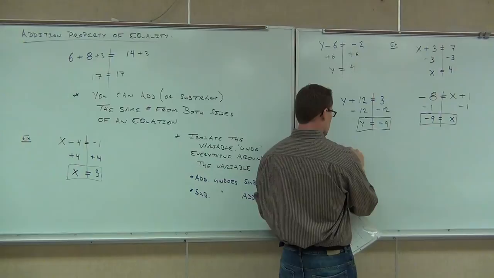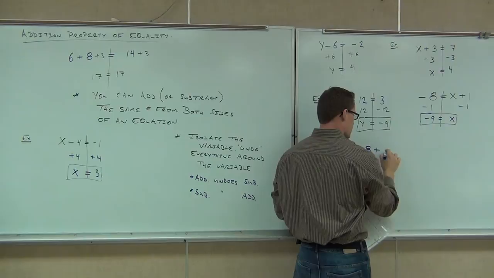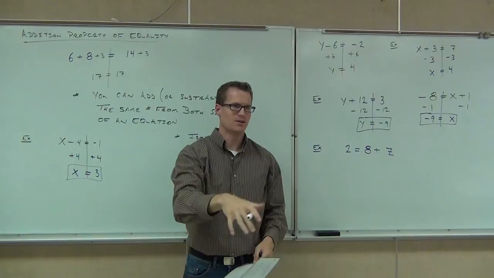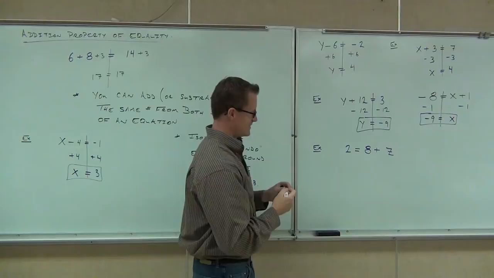You know, a lot of people are just fine on these ones. I do want to show you a couple more that sometimes get people a little confused. They're just fine on this. 2 equals 8 plus z. It's still an equation.